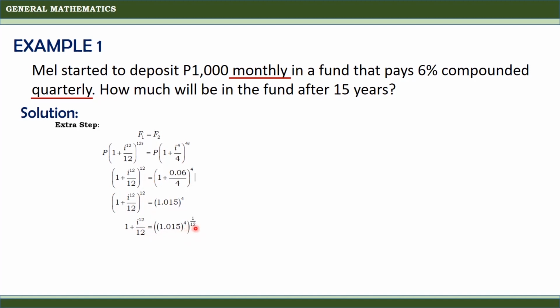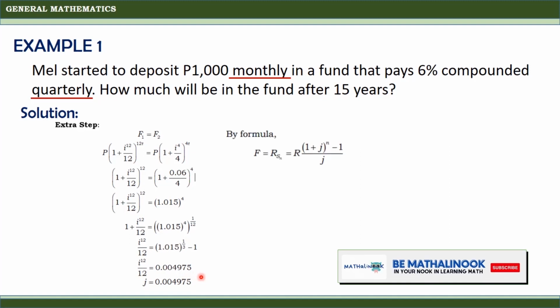Multiplying the two exponents here will give us 1/3. Then, let us subtract 1 on both sides of the equation. We are going to have i sub 12 divided by 12 equals 1.015 raised to 1/3 minus 1. Using our calculators, we will see that the right side is actually equal to 0.004975. Hence, this will be the value of j that we will be using in our formula. Use the computed value of j in the formula for annuity and compute for the future value.